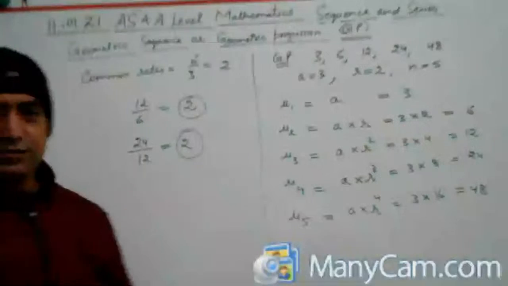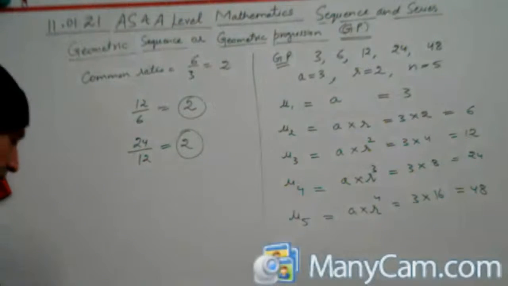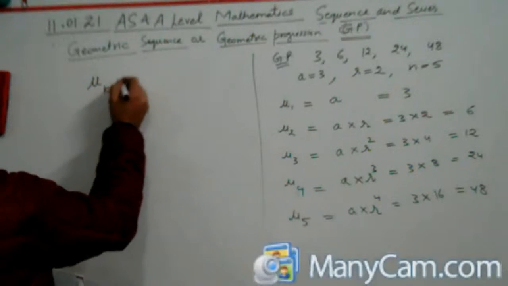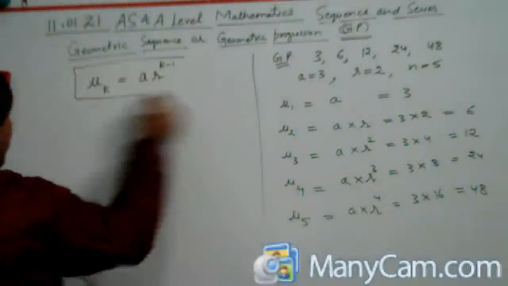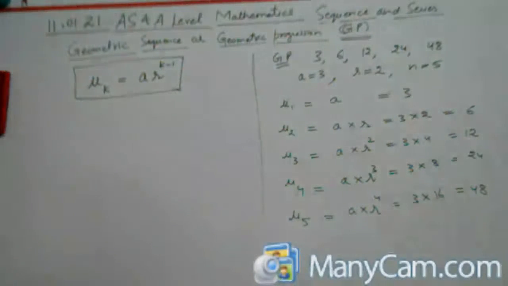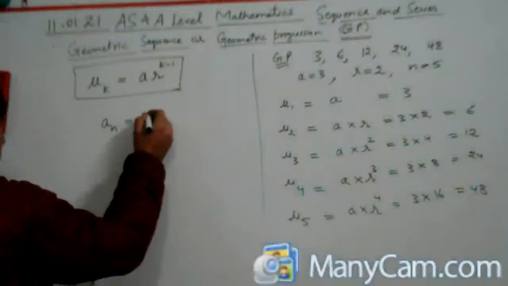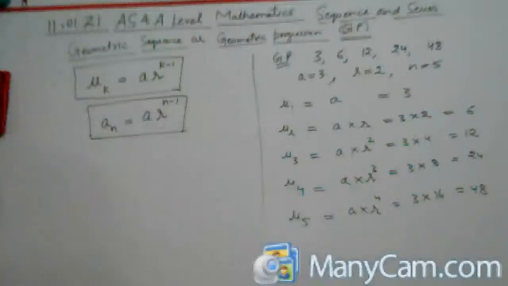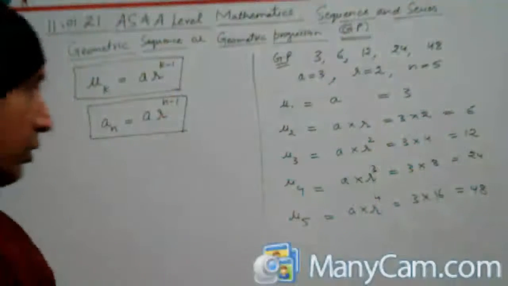So now we will deduce the formula for the nth term of the GP. The nth term of the GP, UK, is equal to A into R to the power K minus 1. This is the formula for the nth term of the geometric progression. We can also write it as a n is equal to a into r to the power n minus 1. So always we can take the ratio of two successive terms. Now let's take some questions.